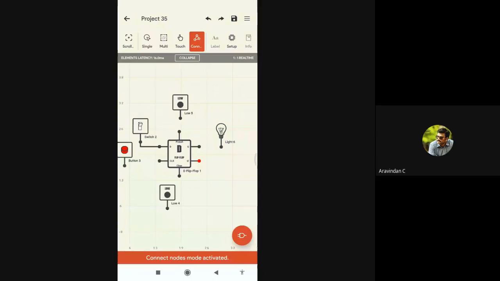Okay. I'm connecting the push button to the clock. So the push button is going to act as a clock. Okay. And this low is connected to preset, and similarly the other low is connected to the clear. And the output of your D flip-flop is nothing but Q. I'm going to connect that to the output bulb.